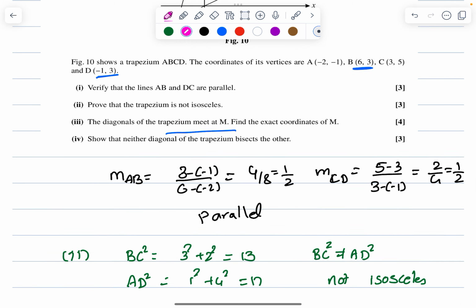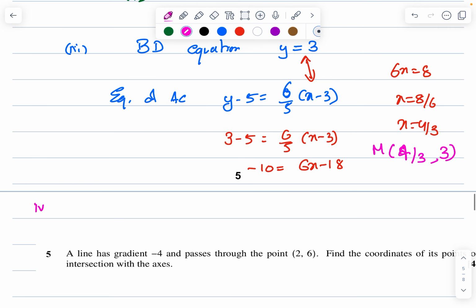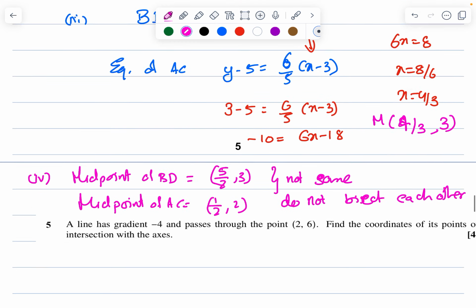Show that neither diagonal of the trapezium bisects the other. Then I'll find the midpoint of BD, which is 5 upon 2, comma 3. Then I'll find the midpoint of AC, which is 1 upon 2, comma 2. They are not equal, not the same. So they do not bisect each other, because the midpoint has to be the same.